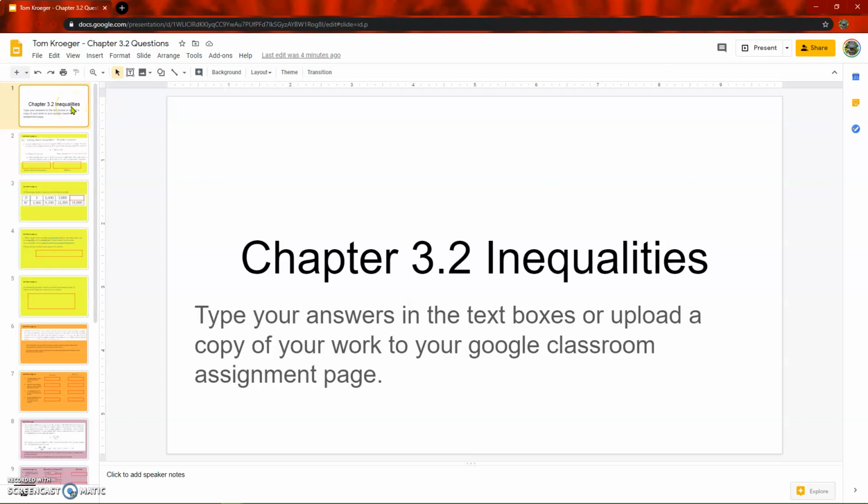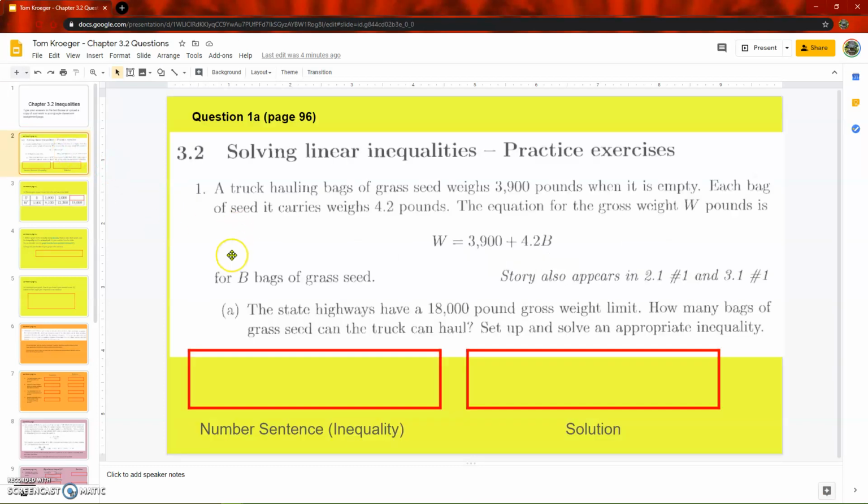Hey everyone. Okay, I'm going to go through the inequalities slides here. I know it's been a while since you've probably looked at these, but I'm going to go through and do the questions with you. So we're going to start with the first one.